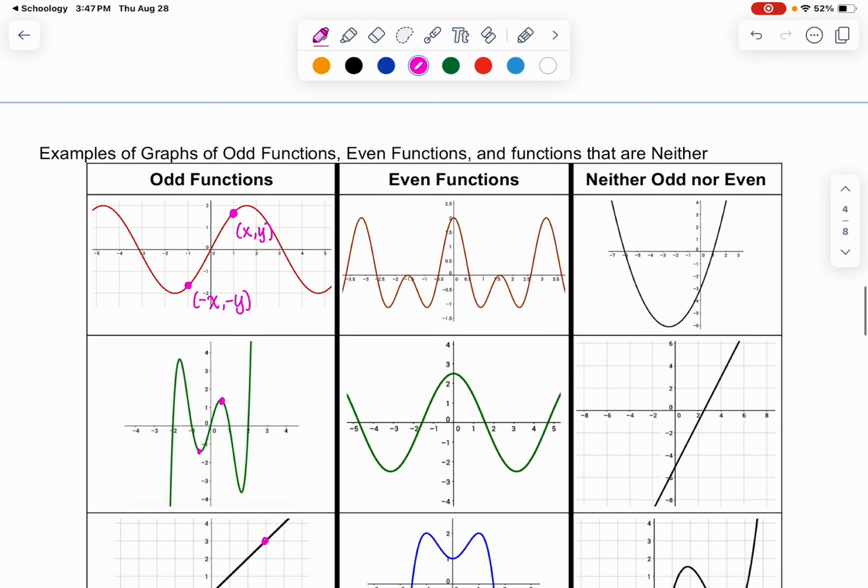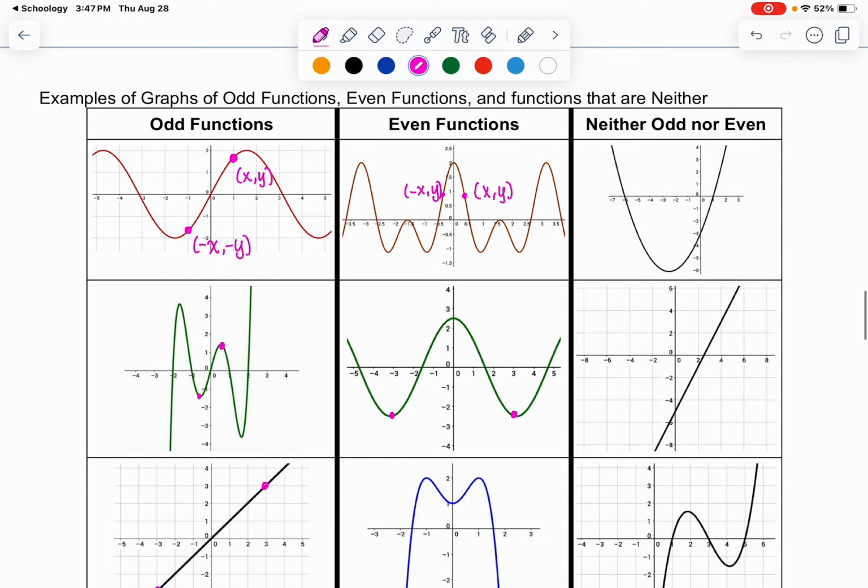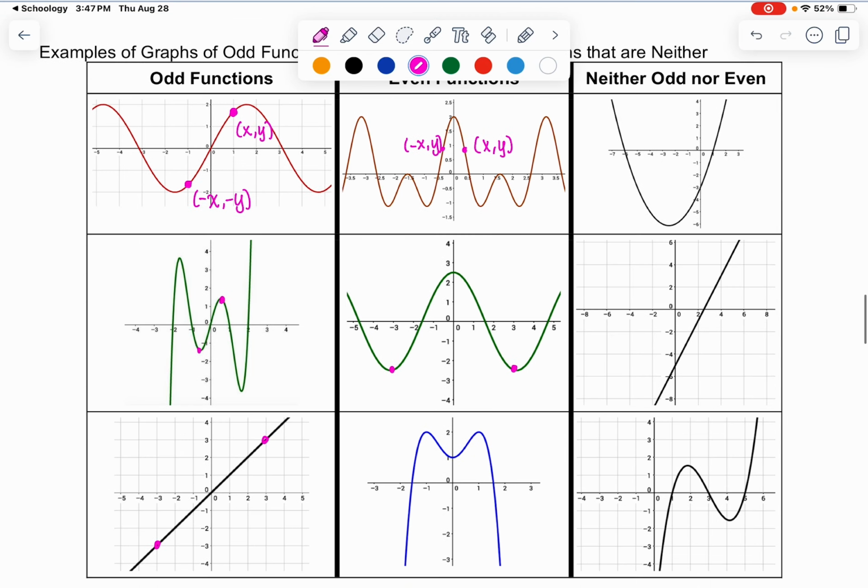All right, for even functions, if you see a point on the graph, let's say this point right here, this is the point (x, y). Then the point, this is left x, but still up y, so (-x, y) is on the graph. Okay, so if you look here, let's say that this is (3, -2.5), right? Then we have (-3, -2.5) on the graph. For neither functions, neither odd nor even, neither of those things happen.